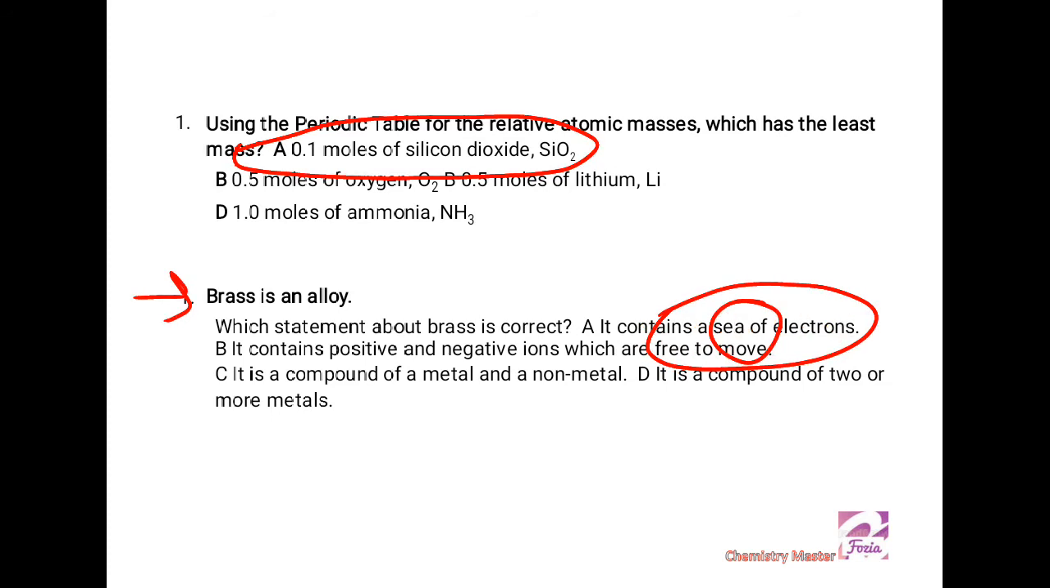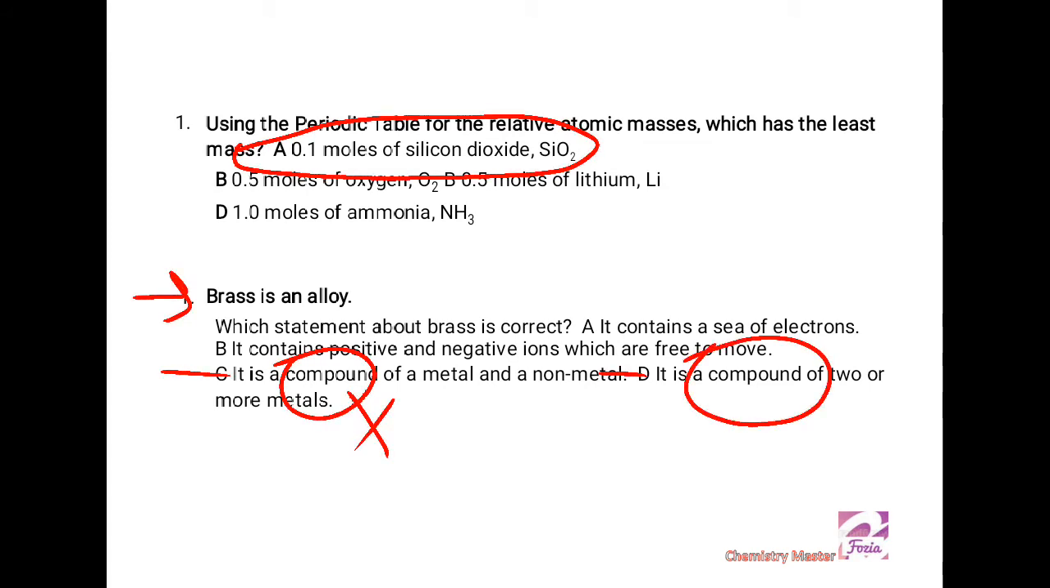So we read option C first. It is a compound. Again, brass is a mixture, not a compound. And option D is also omitted because I am reading compound here. So it's again omitted. Now you have to select your answer from option A and option B. Now we read option B wisely. It contains positive and negative ions which are free to move.